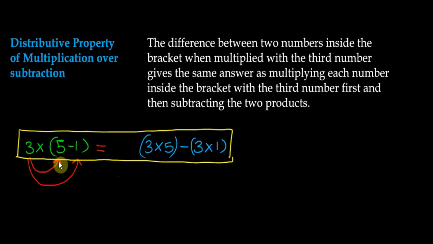Let's find out the answer for the left hand side expression. So as 5 minus 1 is inside the bracket, we will solve it first. So we will get 3 times (5 minus 1), which is 3 times 4, which is 12. Now let's find out the answer for the right hand side expression. So 3 times 5 is 15 minus 3 times 1 is 3, which will give us 15 minus 3 is 12. So the answer for the left hand side expression, that is 3 times (5 minus 1), is 12, and the answer for the right hand side expression, that is 3 times 5 minus 3 times 1, is also 12.